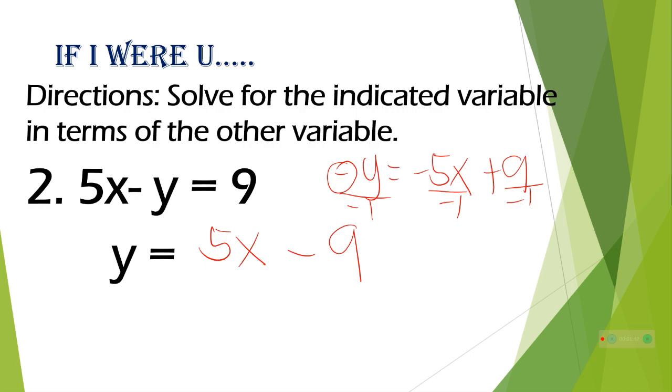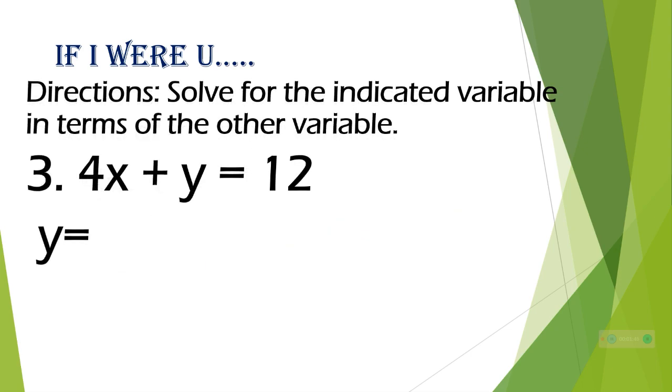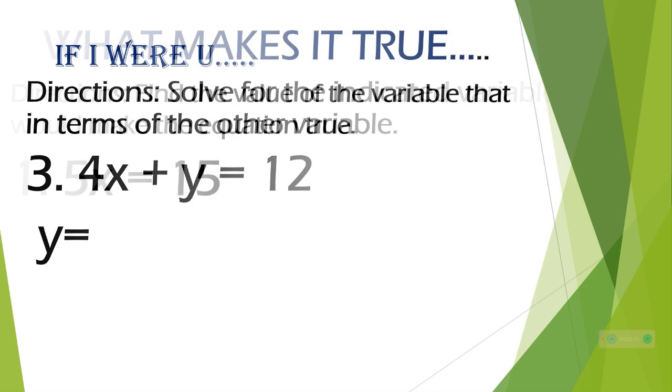Okay? For the last number, let us have number 3. 4x plus y equals 12. So what should it be? So we have here y equals negative 4x plus 12 is correct. Okay, any questions so far? So if you don't have, let's proceed with the next activity.